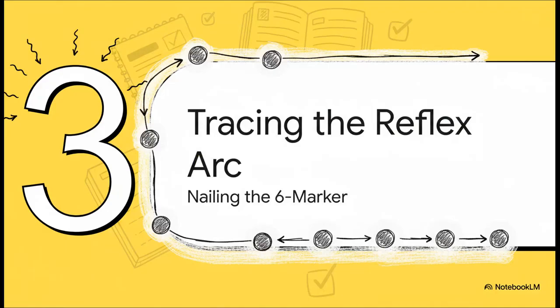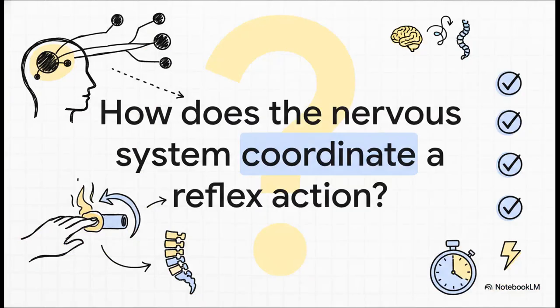Okay, now for the big one, the 6 marker. This is where having a clear, step-by-step structure is everything. We need to tell the complete story of the reflex arc, and we need to do it in the right order, hitting 1 mark at a time. So here's our task. Describe how the woman's nervous system coordinates the reflex action. This is asking for a sequence of events. Let's build that perfect 6-point answer, step by step.